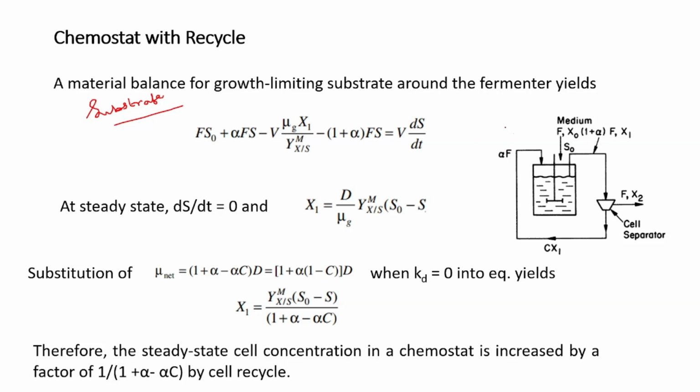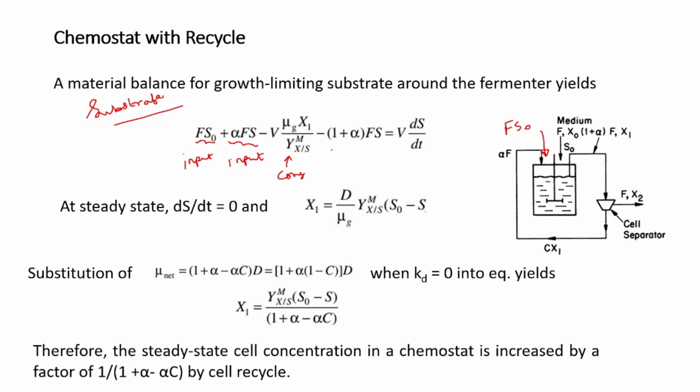Same design equation, mass balance you are doing. So this is the input plus alpha Fs, which is what is in the recycle stream. So this is also the input. Minus V mu g x1 by Y xs, this is consumption of substrate. Minus 1 plus alpha Fs, this is the output. Here we assume that there is no accumulation of substrate, equal to V ds dt.